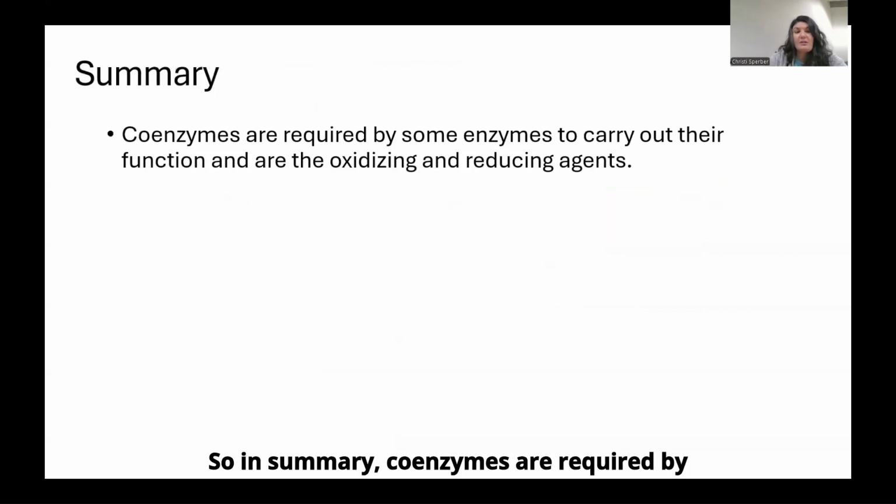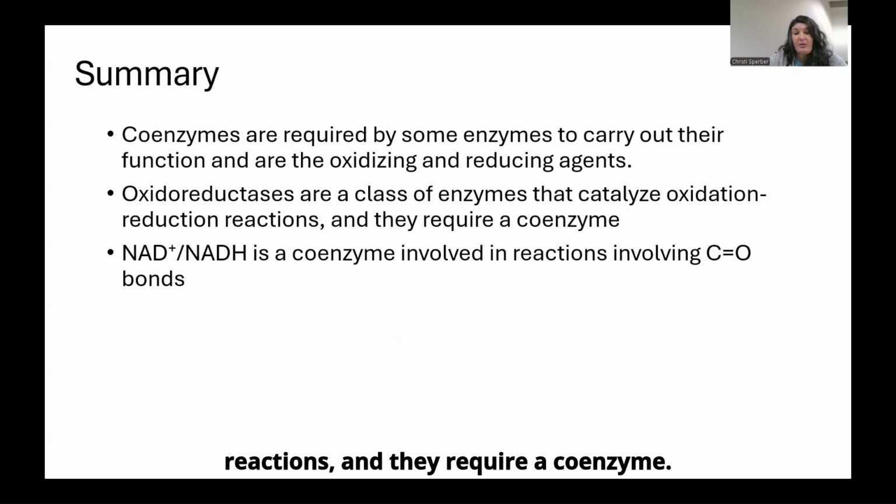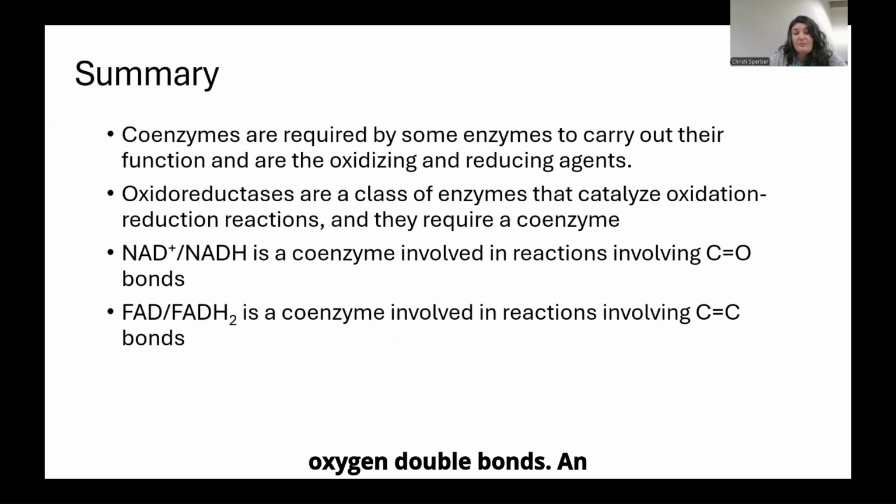So in summary, coenzymes are required by some enzymes to carry out their function and are the oxidizing and reducing agents. Oxidoreductases are a class of enzymes that catalyze oxidation reduction reactions, and they require a coenzyme. NAD and NADH is a coenzyme involved in reactions involving carbon-oxygen double bonds. And FADH2 is a coenzyme involved in reactions involving carbon-carbon double bonds.